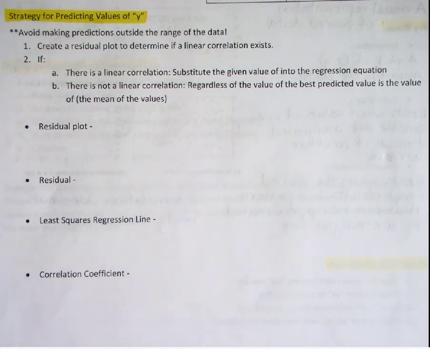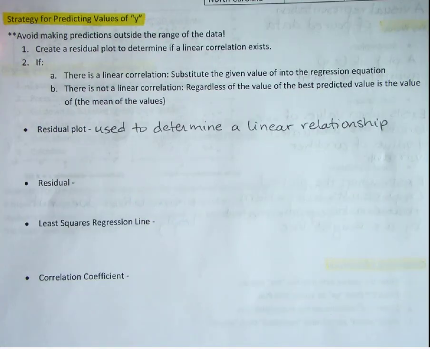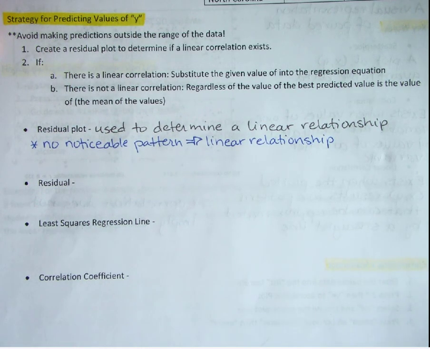So in that strategy, there were a lot of different terms thrown around. Some of them were things like residual plot and regression equation. So we're going to go through some of those key terms and look at those definitions. The first is a residual plot. A residual plot is just another type of scatter plot that uses the current data and is used to determine if there is a linear relationship. With a residual plot, when you graph, you are looking for no noticeable pattern. This implies that there is a linear relationship to the data that you are plotting.